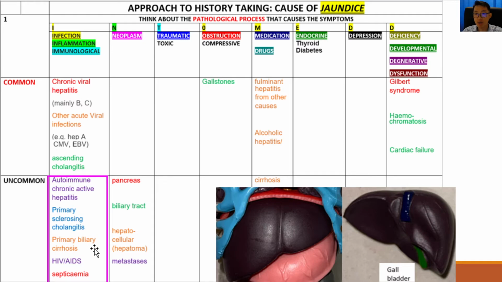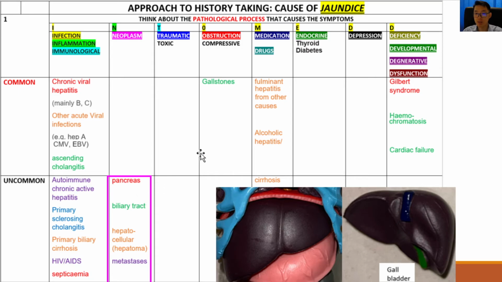In primary biliary cirrhosis, there is a slow progressive destruction of the small bile ducts of the liver, causing bile and other toxins to build up within the liver in a condition called cholestasis. And this causes a backflow of bilirubin into the bloodstream, causing jaundice. HIV and AIDS and septicemia also can cause jaundice in patients as well.